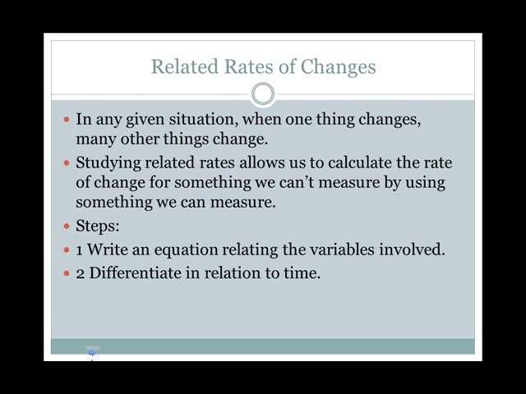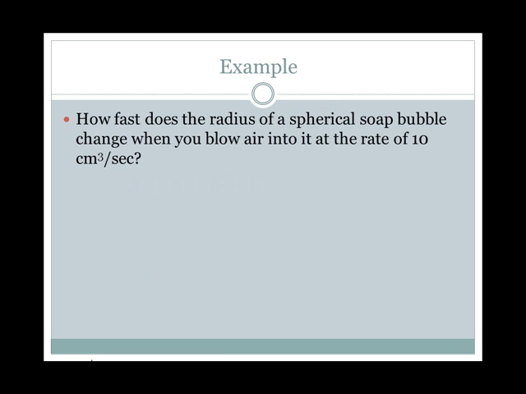Then we're going to differentiate that, or take the derivative in relation to time, so that we can talk about the rate of change over time of each one. Okay. So let's do this example. How fast is the radius of a spherical soap bubble? So I have a bubble and I start blowing it, and it has a radius. Okay, how fast will that radius change when you blow air into the bubble?